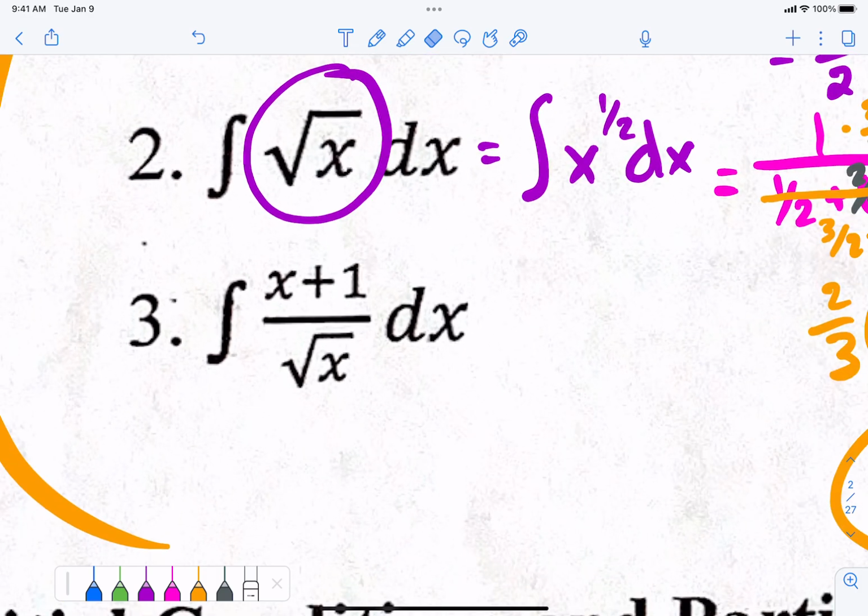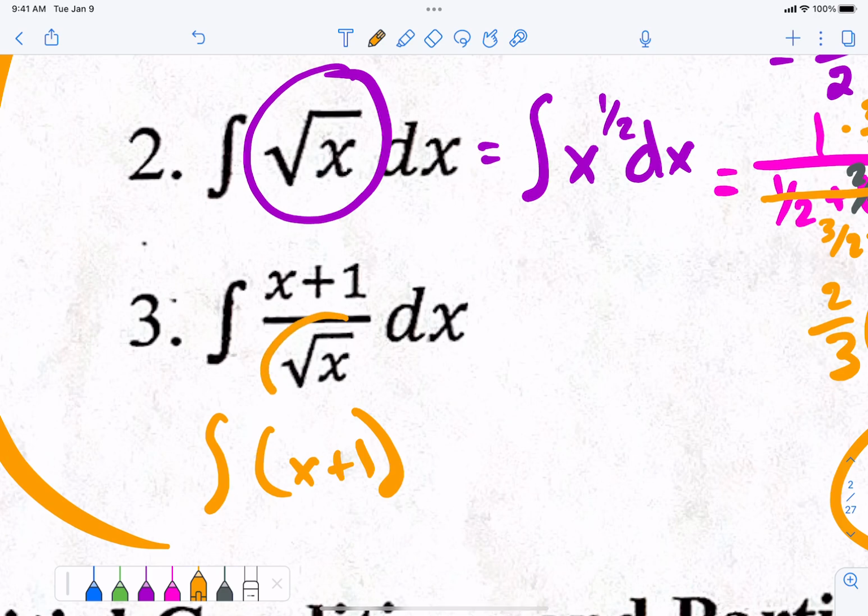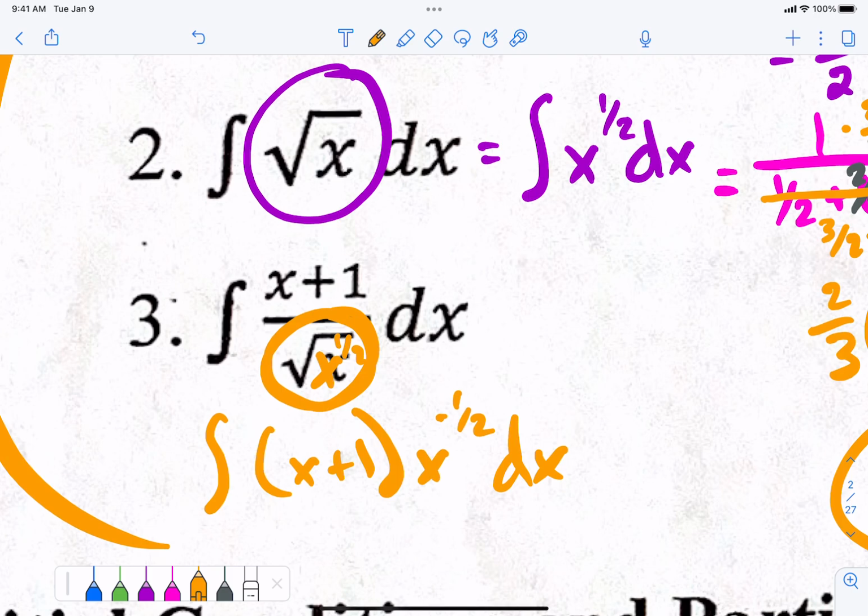Okay, ready, set, this integral. Here we go. We've got an integral and we've got x plus 1 over the square root of x, right? If I move this x to the 1/2 power to the top, this becomes x to the negative 1/2 power. Do you see what I just did? On the bottom, that's x to the 1/2 power, I'm moving it to the top and it's x to the negative 1/2 power, right? Do you see how that works?